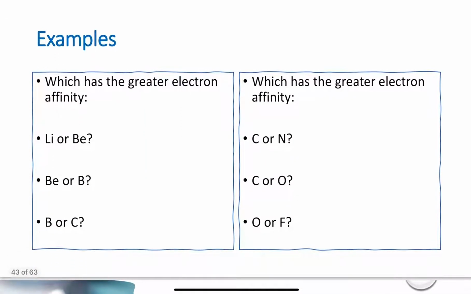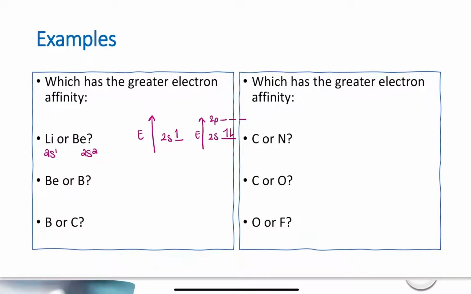So let's go ahead and work a few examples here. Which has the greater electron affinity, lithium or beryllium? Think about the electron configuration here. Lithium, 2s1. Beryllium, 2s2. What does that mean? Lithium has one spot.